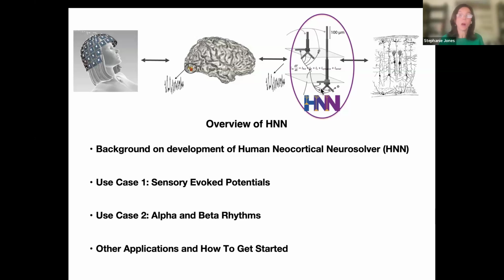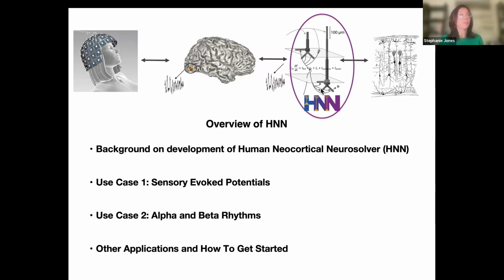Then I'm going to go through 2 case studies that we used in the lab, which forms the basis of our tutorials. The study of sensory evoked potentials, and in our lab, we look at somatosensory perception, and the study of alpha and beta rhythms, again, in the somatosensory cortex is where we've been studying.